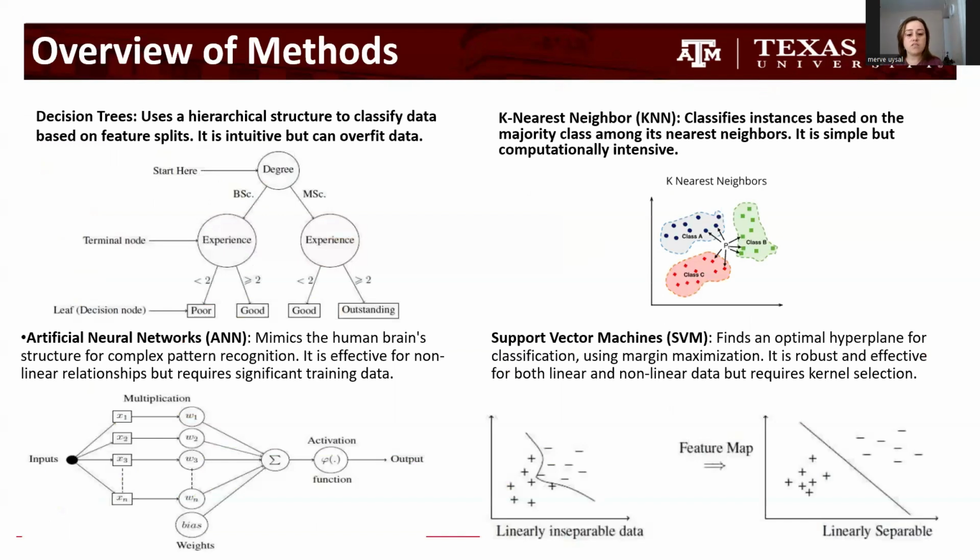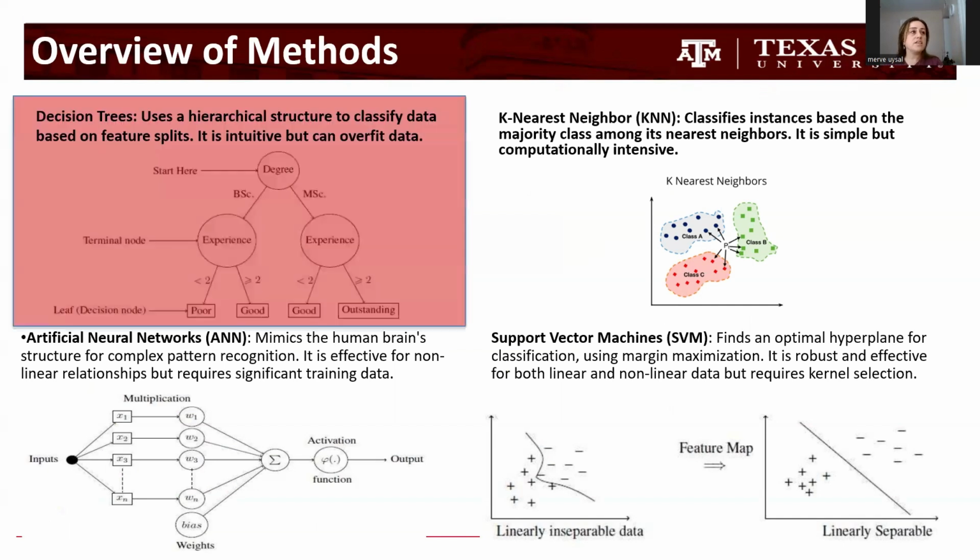In this slide, I will briefly explain the 4 machine learning methods we evaluated. First of all, decision trees. This method operates by splitting the data into branches based on feature values. The process continues recursively, creating a tree-like structure where each internal node represents a decision based on a feature, and each leaf node represents a classification.